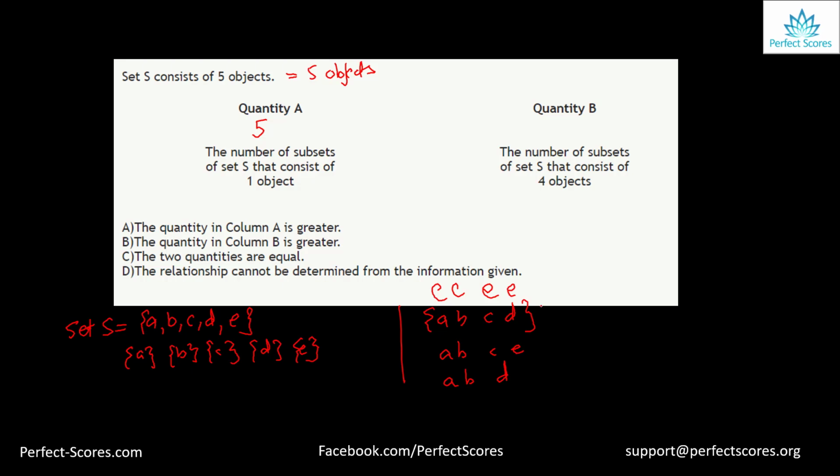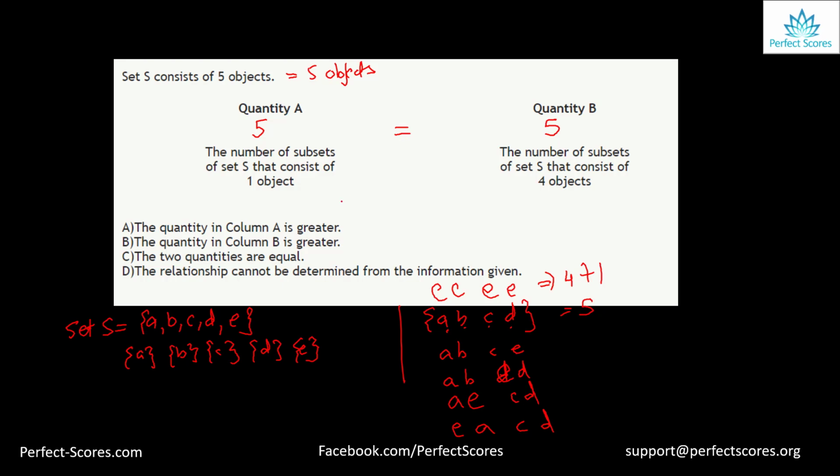Or you can have no E also. So you'll have 4 ways of placing E at every point, which would be A, B, E, D, A, E, C, D, E, A, C, D, and then you have A, B, C, D. So you have 4 plus 1, that is 5 different ways of doing this. And you have 5 different ways for the first quantity. That means both quantities are equal.